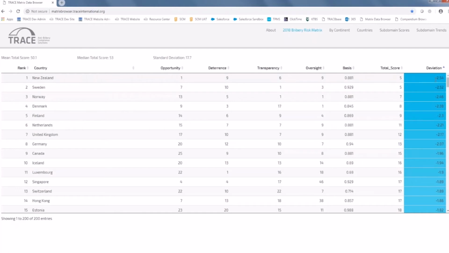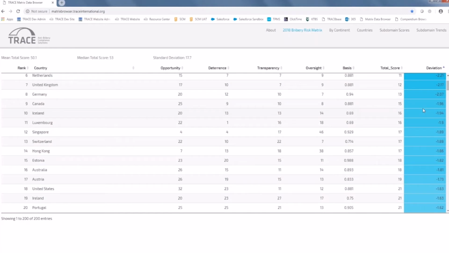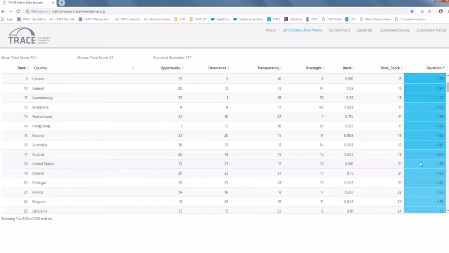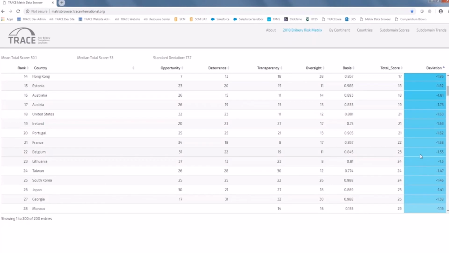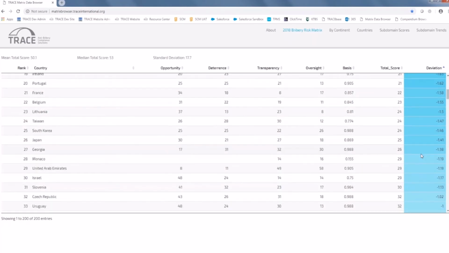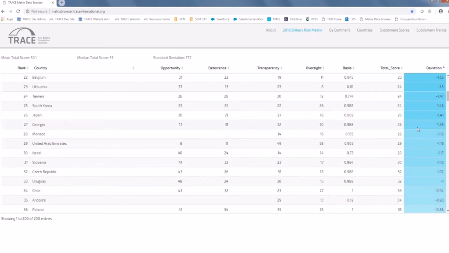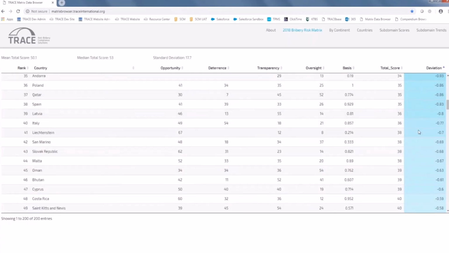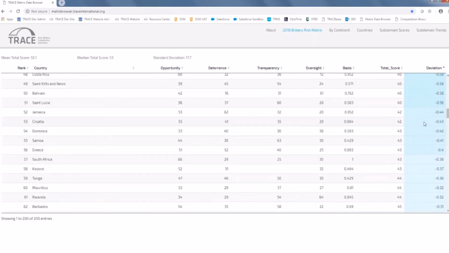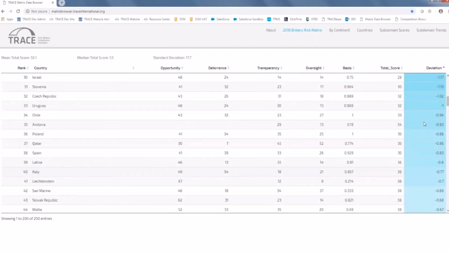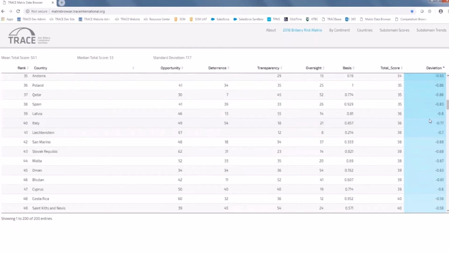So negative 2.54 standard deviations out means, well, that's a very, very low risk. 2 standard deviations, 1.9, 1.5, those are all very low. When we start getting into this range, these are still low risk, but less dramatically so. Not going to make any headlines with these risk levels, but generally these are not among the bad places in terms of bribery risk.